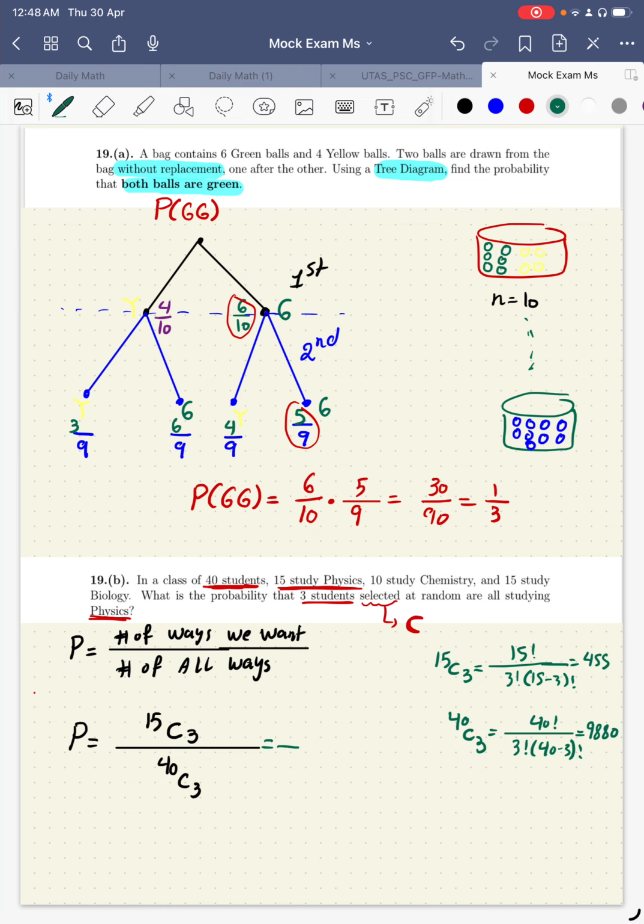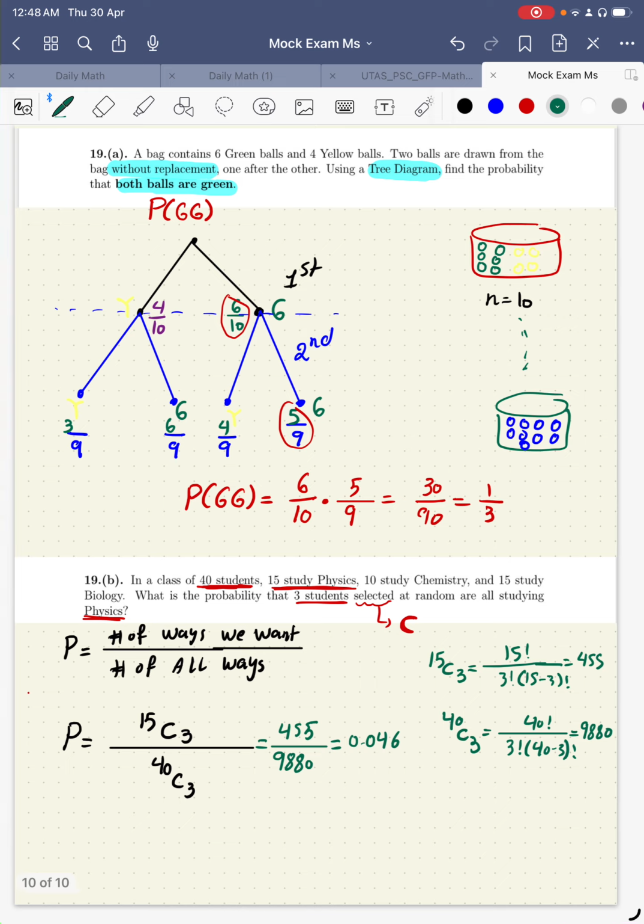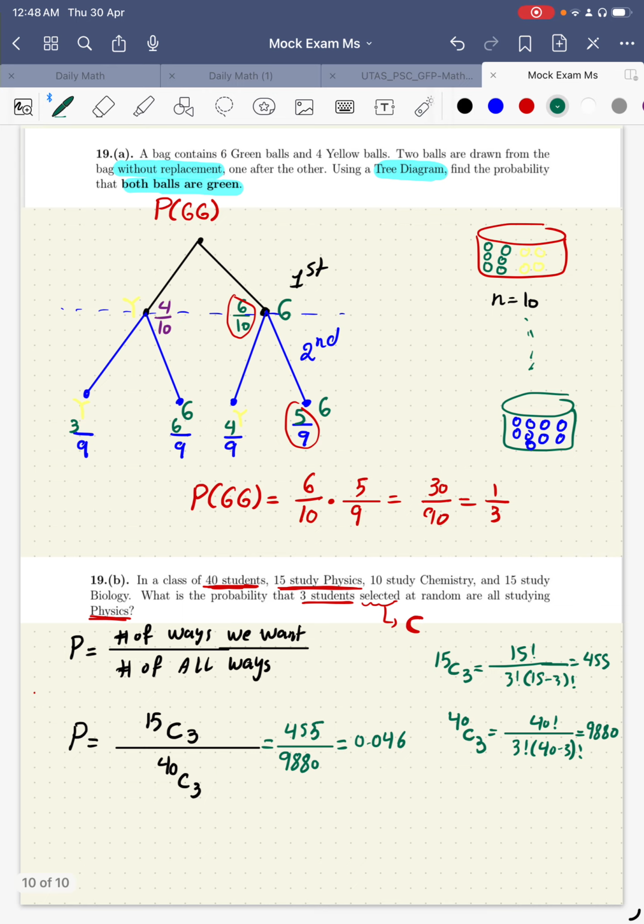So what is the probability gonna be? It's gonna be 455 over 9,880, which gonna be, if I use the calculator again, 0.046, which means it is not likely to happen at all. It is unlikely to happen. And that was the last question of the mock exam for the final exam.